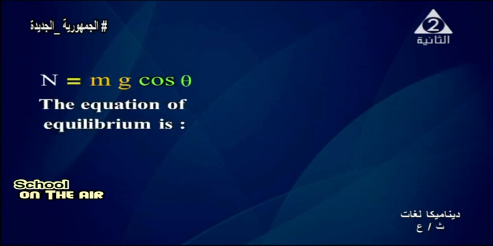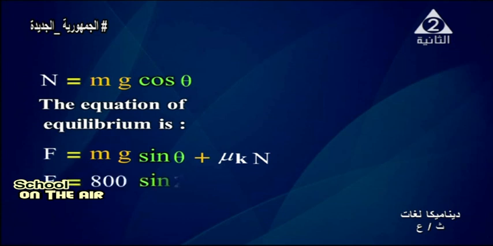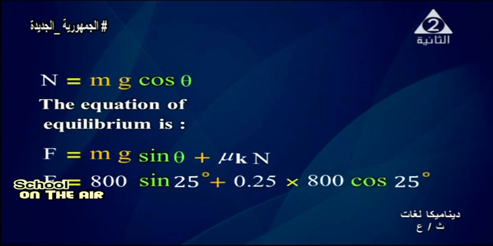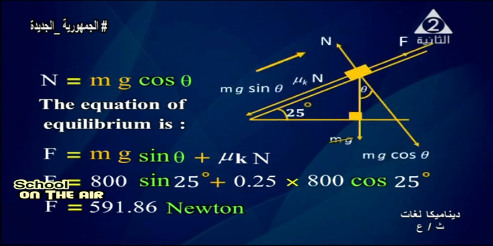The second case, N equals mg cosine theta, and the equation of motion is F equals mg sine theta plus mu k N. Then F equals 800 sine 25 plus 0.25 times 800 cosine 25. Then the force equals 591.86 Newton. In this case, the body moves upwards the plane.